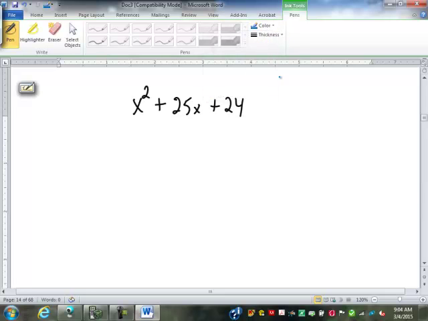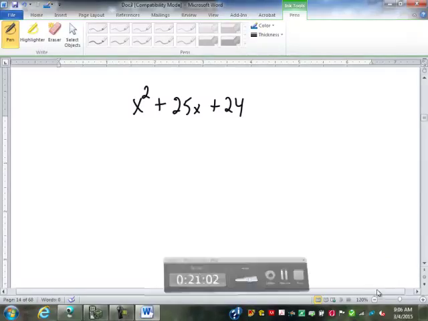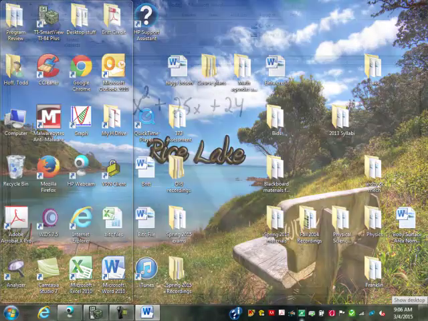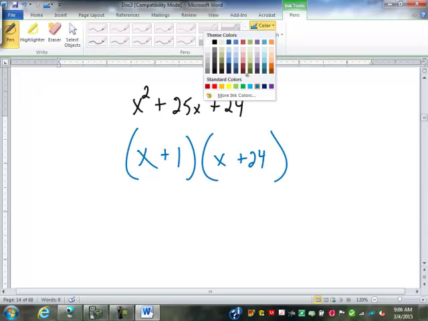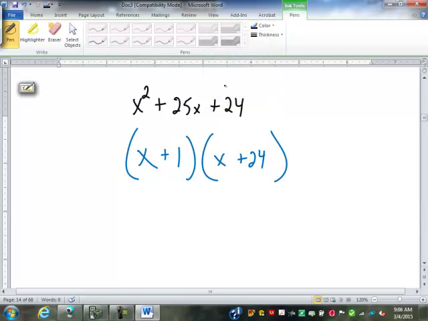So in your notes, do this one quick. Walk me through it. Well, it's obviously x and x, and 1 and 24. Is that what everybody came up with? Okay.